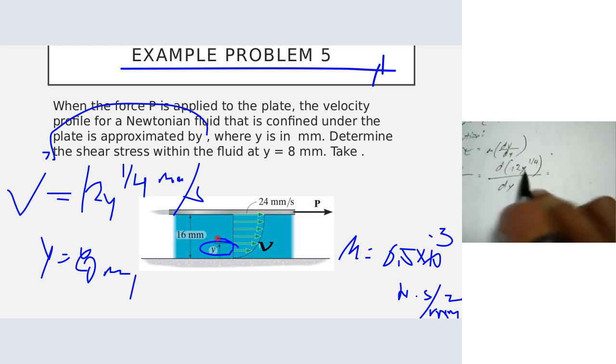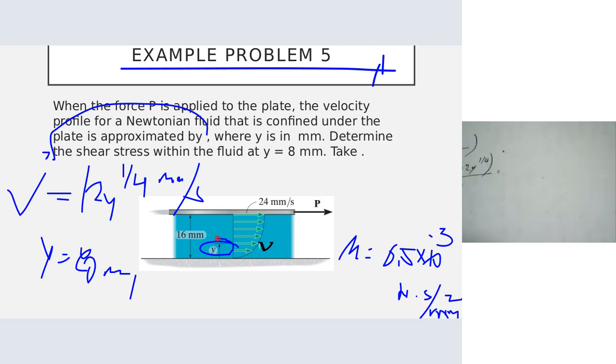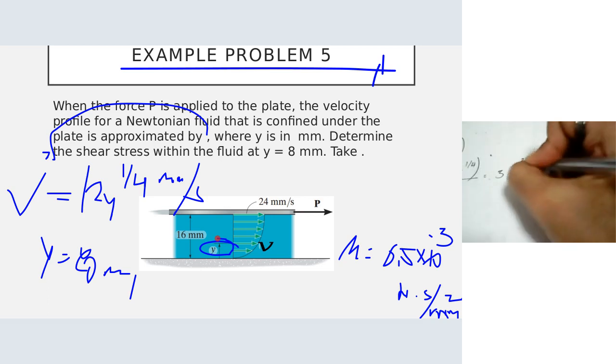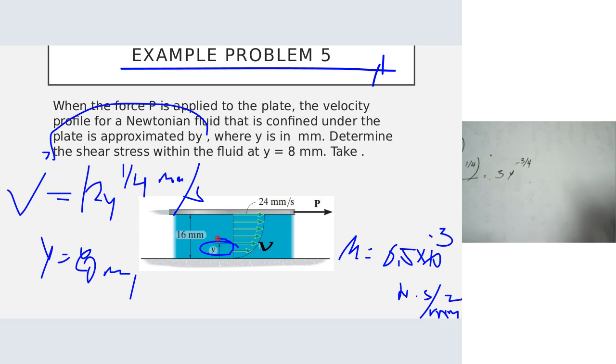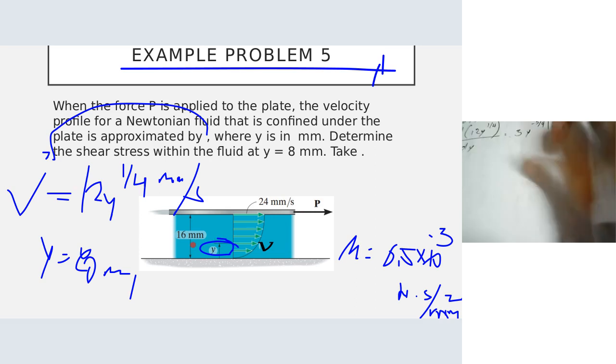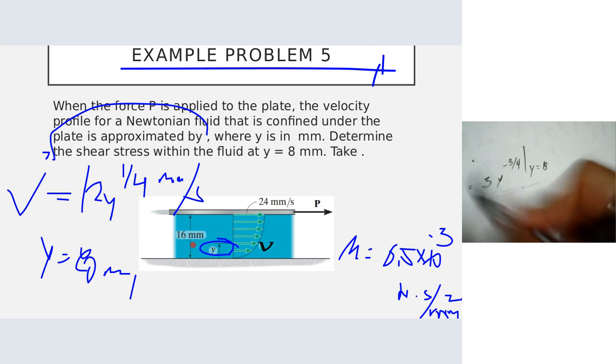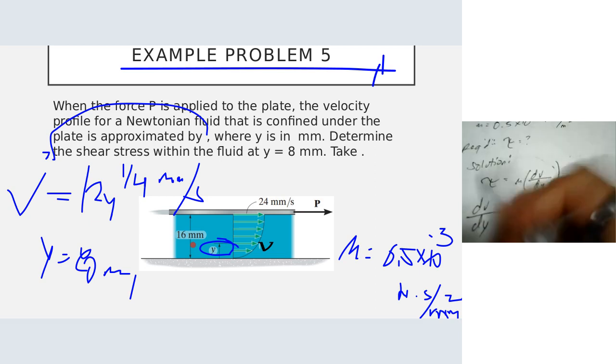Now let's differentiate. So this will become 1/4 times 12 times y raised to 1/4 minus 1. So this will become negative 3/4. And then our y is equal to 8. Okay, so we now have the equation, no, for dv over dy. So we can solve the shear stress.